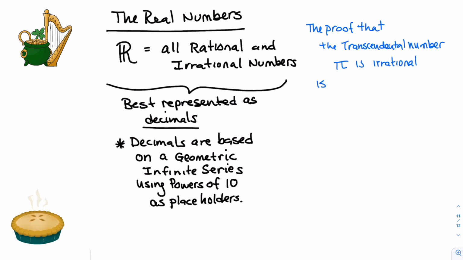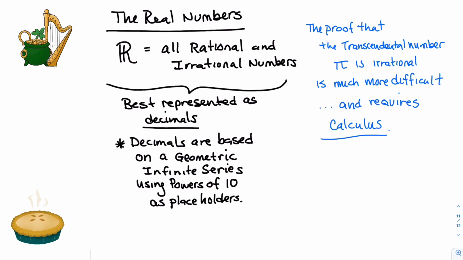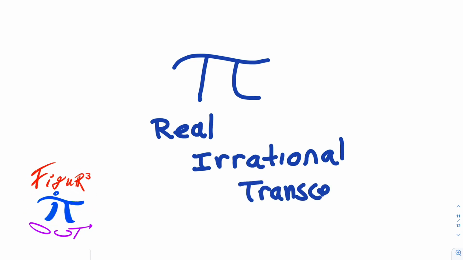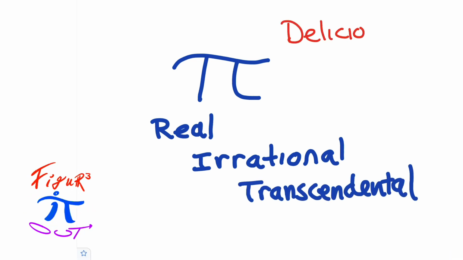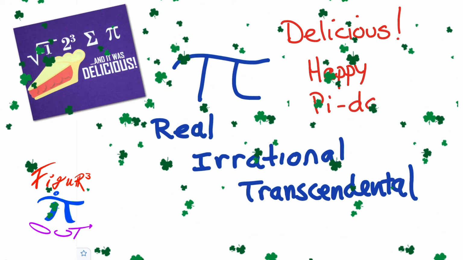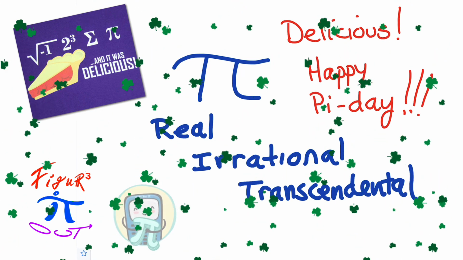Now, however, the proof for the transcendental number pi being irrational is much more difficult and requires calculus. There are some nice proofs of this on the internet, but maybe I will leave this for another time and make a video for that. So there it is. Pi. It's real, it's irrational, it's transcendental. What's more to like? And it's delicious. Happy Pi Day, everybody.